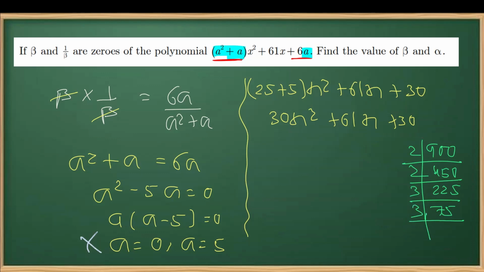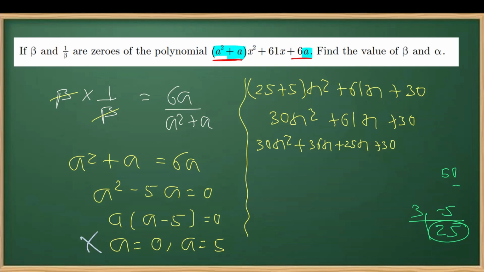Continuing factorizing with 3, it is how much? 25. This is how much? 36 and 25. Yes, 36 and 25 on adding we get 61. So this can be written as 30x square plus 36x plus 25x plus 30. Right. We got this, and now we have split it. Now we are going to take common.